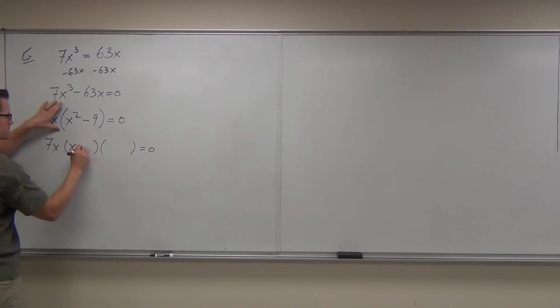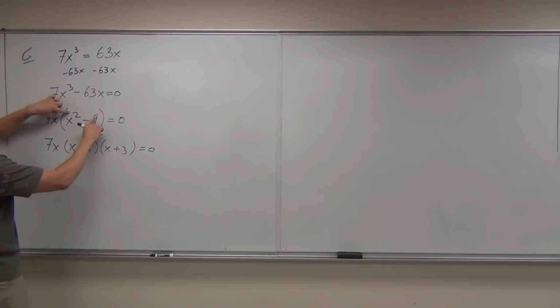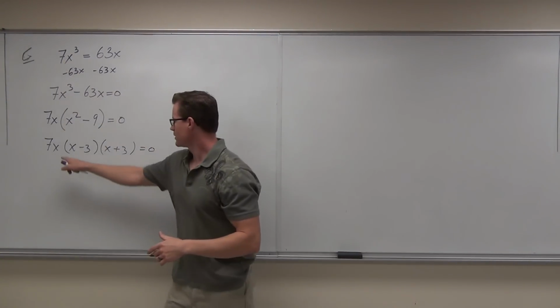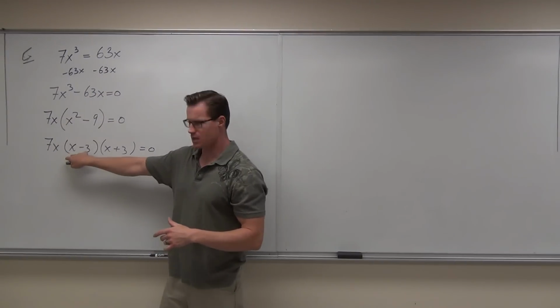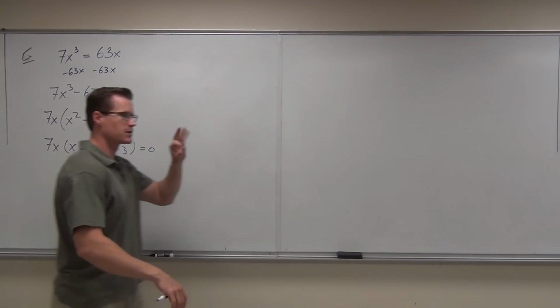We get x minus 3, x plus 3, because it's a difference of 2 squares, that's 3 squared. First thing first, last thing last, different signs. And now we double check. Is this completely factored? Yeah. This one? Yeah. This one? Yeah. How many factors include a variable? 3. And you have 3 things equal to 0.